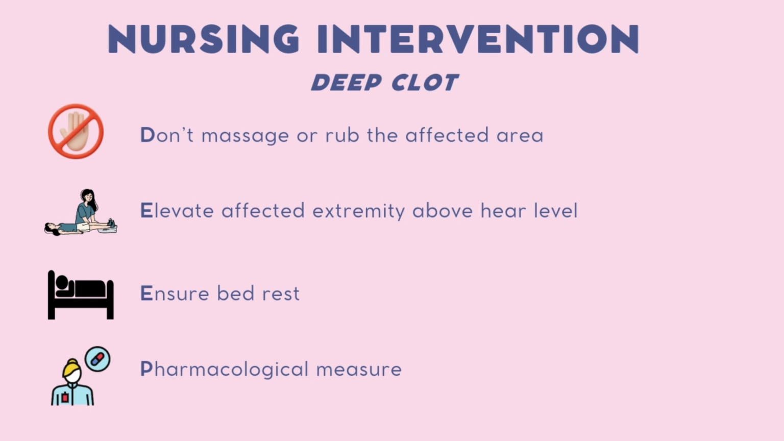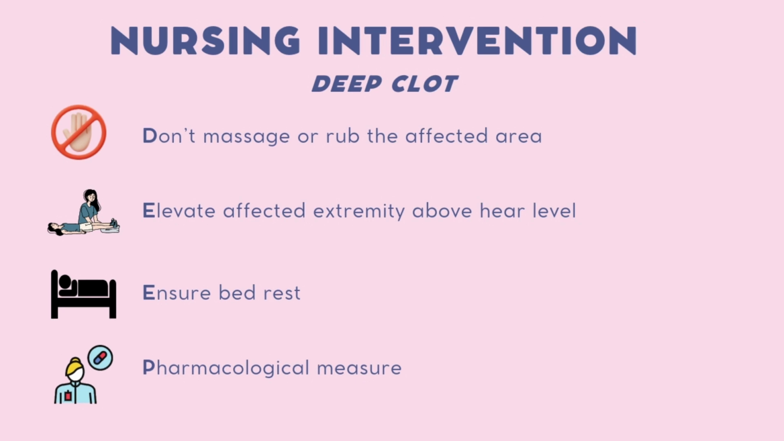This is going to help to promote the blood return and decrease the swelling. Next, we have E: ensure bed rest because we don't want the clot to dislodge. Next is P: pharmacological measures. We should measure the effect of the anticoagulant drugs, and we should remember that anticoagulants do not break the existing clot, but help to prevent the clot from getting bigger and new clots from forming.